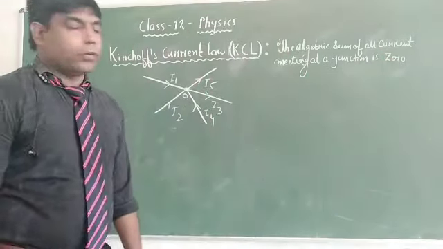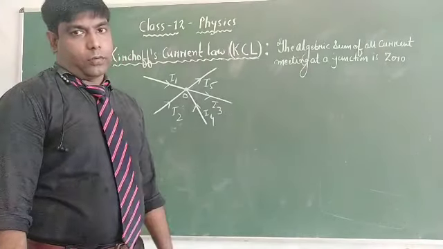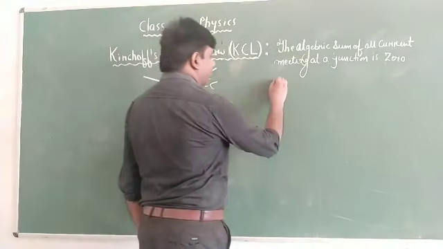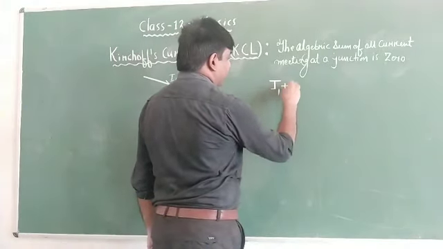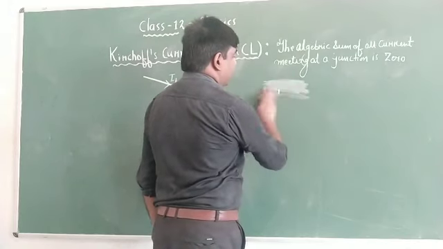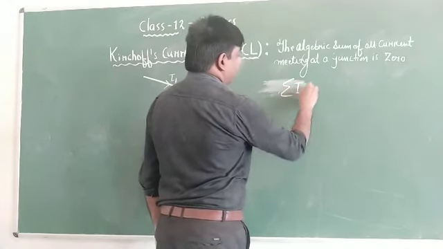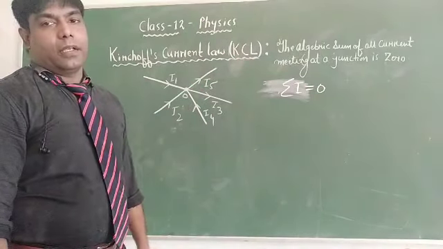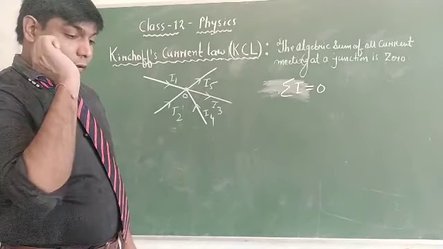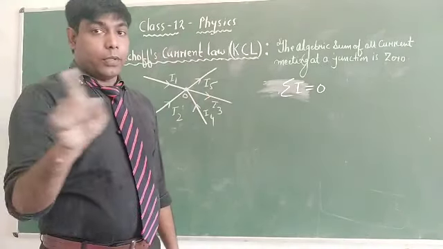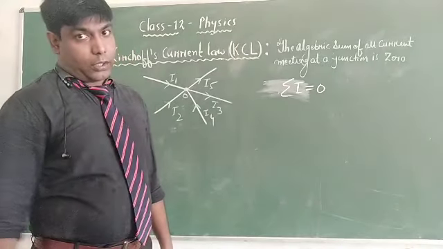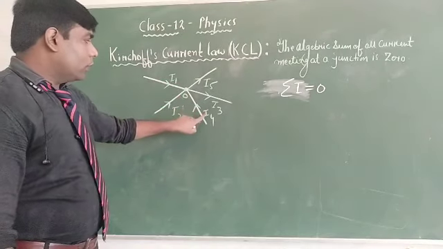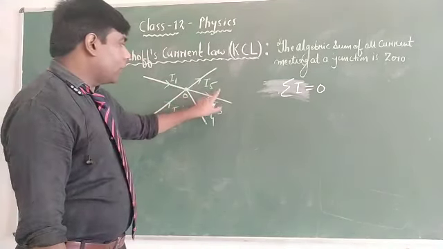the algebraic sum of all the current meeting at a junction is 0. Here all the current is I1, I2, I3, I4 and I5. So we can see summation of I is equal to 0. Remember here, while writing, if you have taken current as inward, then you take positive. And if the current is outward, then you take negative. That is, inward current is current coming towards the junction: I1, I2, I4. Going from the junction: I5, I3.